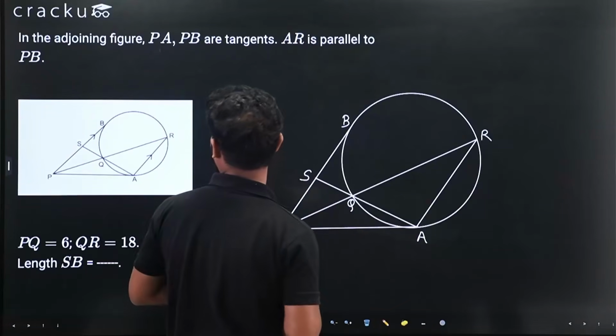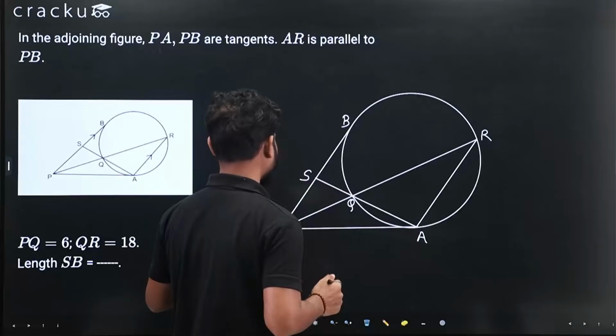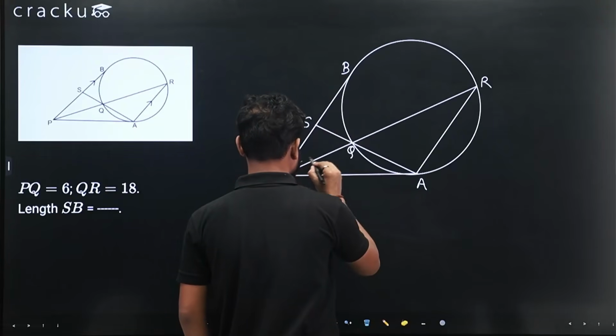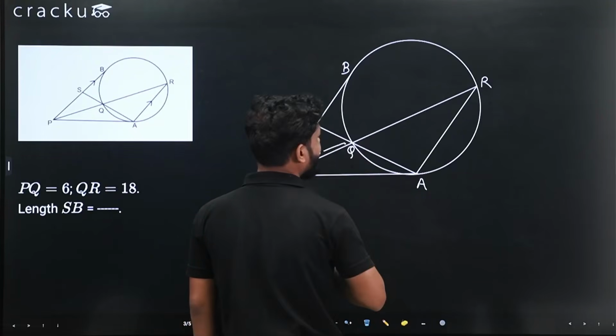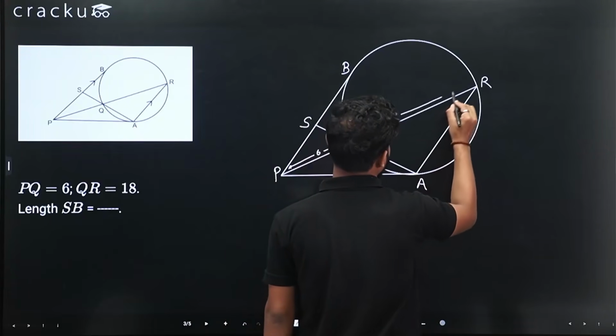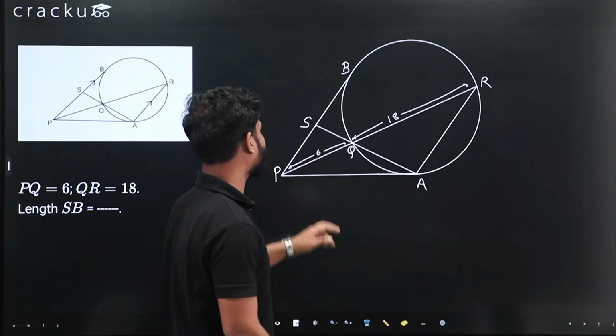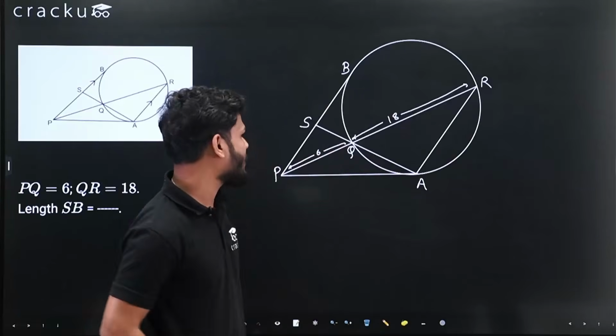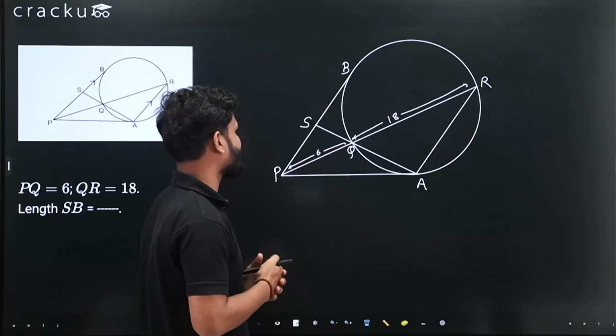It is given that PQ is 6. So this one is 6. And QR is 18. So this is 18. And we have to find the length of SB. How can we do that? Let us go forward and see.